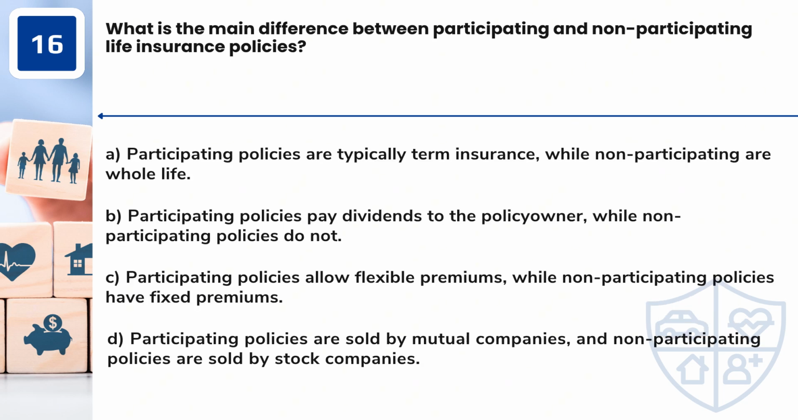Question 16. What is the main difference between participating and non-participating life insurance policies? A. Participating policies are typically term insurance, while non-participating are whole life. B. Participating policies pay dividends to the policy owner, while non-participating policies do not. C. Participating policies allow flexible premiums, while non-participating policies have fixed premiums. D. Participating policies are sold by mutual companies, and non-participating policies are sold by stock companies.